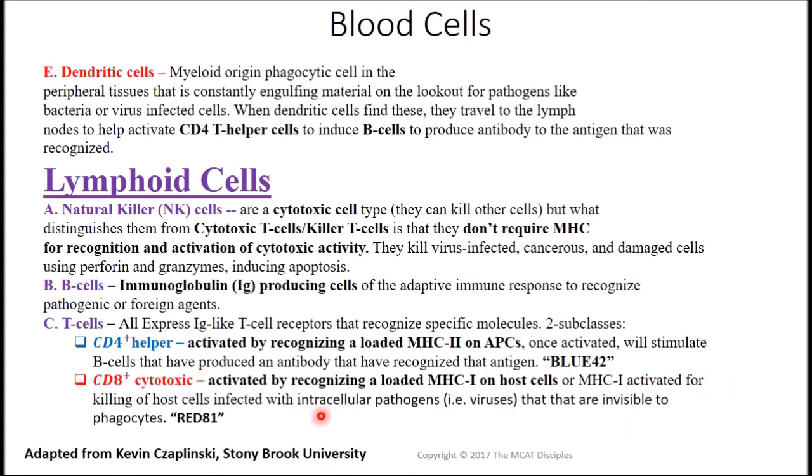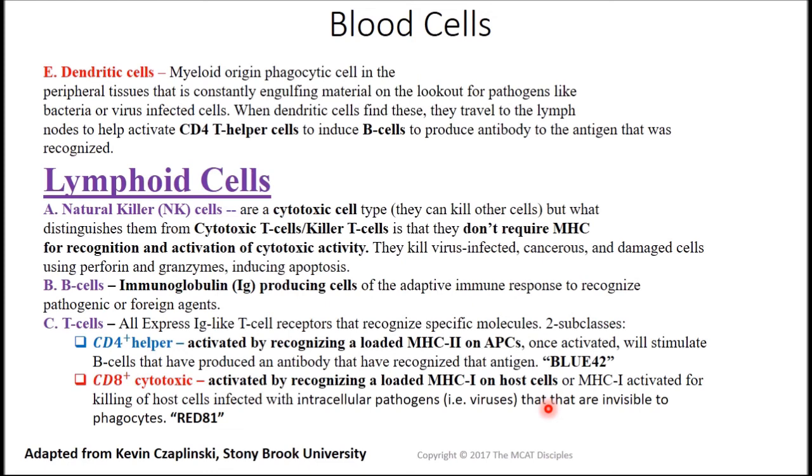Next, adaptive immunity. CD8 plus cytotoxic T cells are activated by recognizing a loaded MHC1 protein, major histocompatibility complex 1, on host cells, and MHC1 activates killing of host cells infected with intracellular pathogens, i.e. virus, that are invisible to phagocytes. These CD8 plus cytotoxic T cells kill infected cells. Okay, mnemonic Red 81. I won't go through it now because you want to understand it. And that is lymphoid cells.